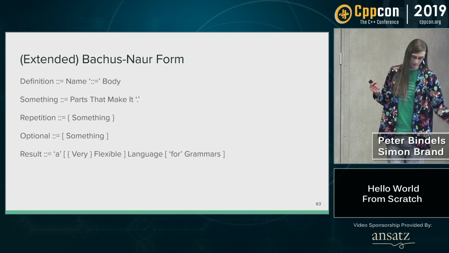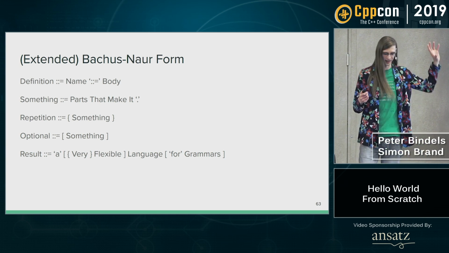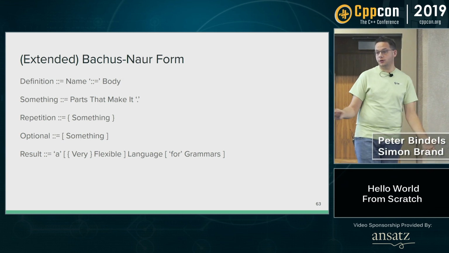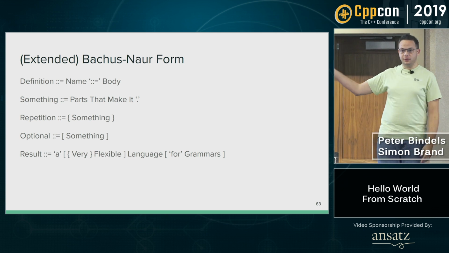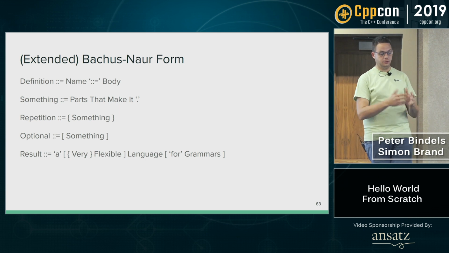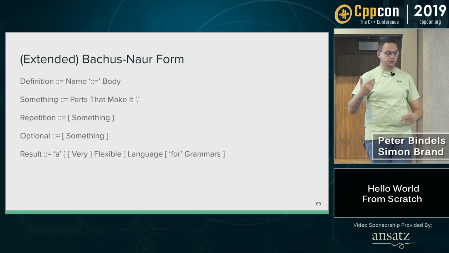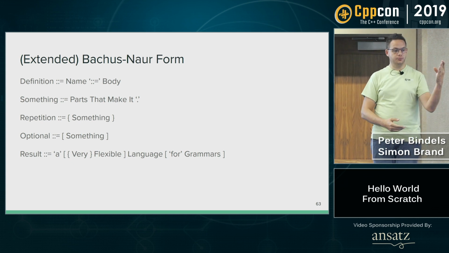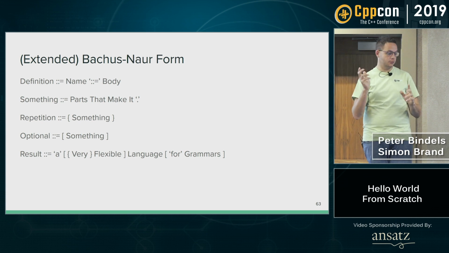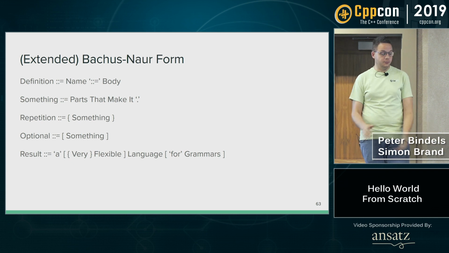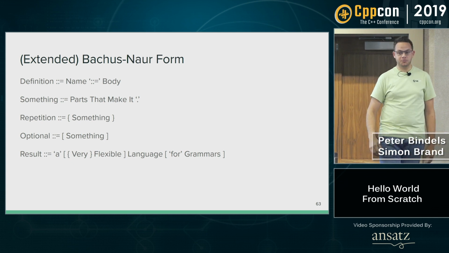This is the main way that people express grammars, using extended Backus-Naur form. So we've described extended Backus-Naur form using extended Backus-Naur form. So we have a definition, and a definition is made up of a name and a double colon equals and a body. And if we want to define something, we define something in terms of the parts that make it. Then when we want to have repetition, we represent that by an opening brace, something in between it, and a closing curly brace. If we have an optional thing, we have square brackets around it, and the result is a flexible language for grammars. Or a very flexible language for grammars. Or just a flexible language.